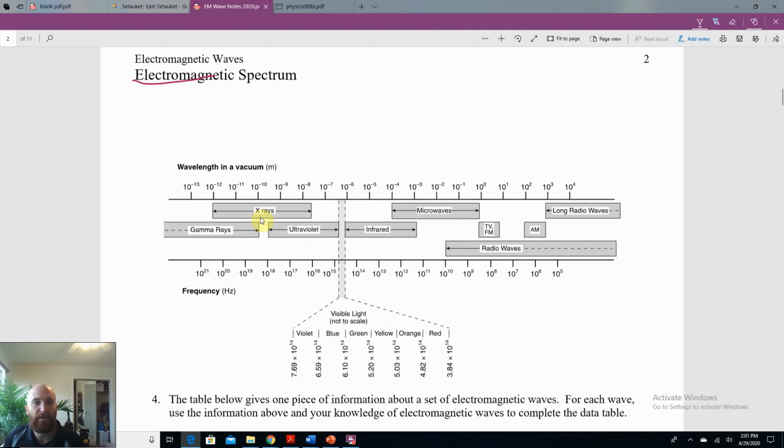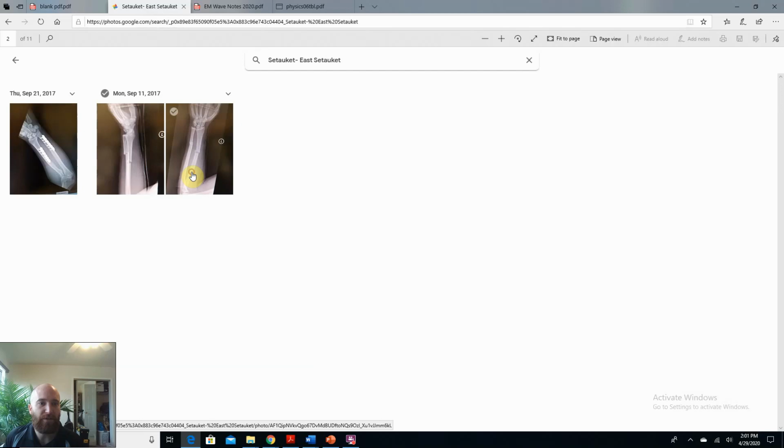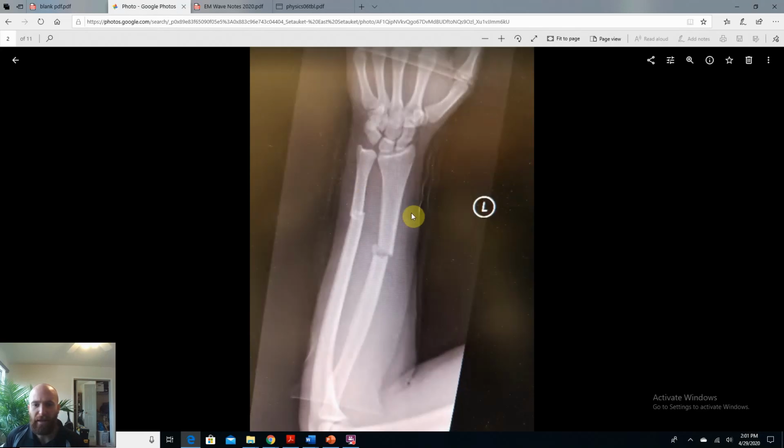X-rays are useful because they can pass through skin and stuff like that, but not through bone, which is how you can sort of create an image, like something like this. If you send an X-ray into someone's arm, this is my arm from a couple of years ago, see on the sides, these X-rays can pass right through, but for the bone part, the X-ray cannot pass through.